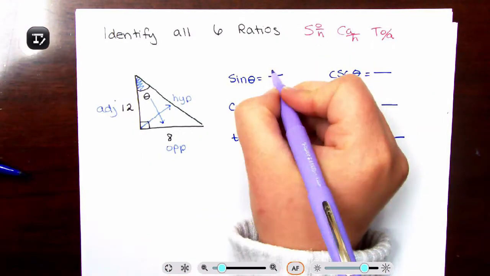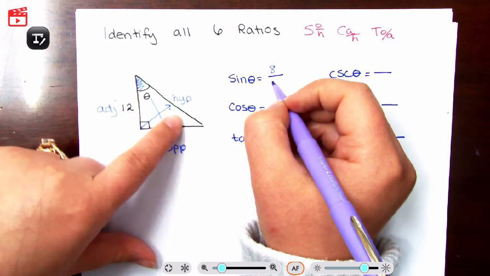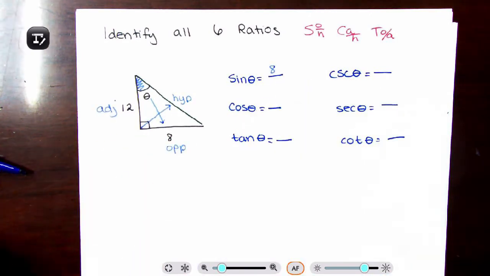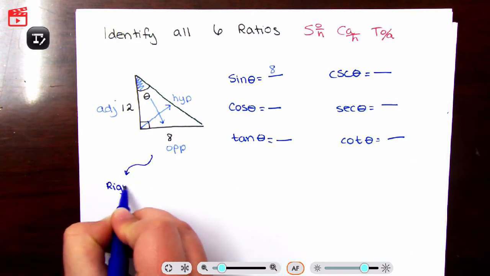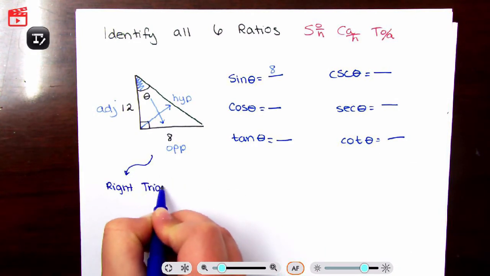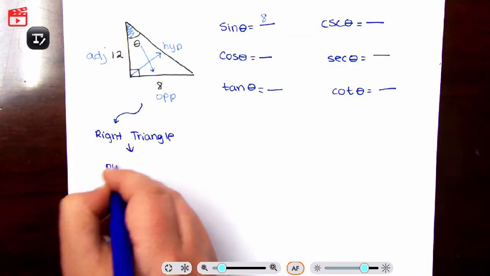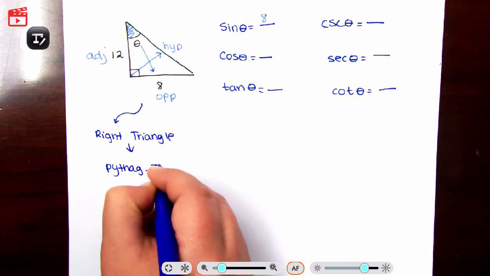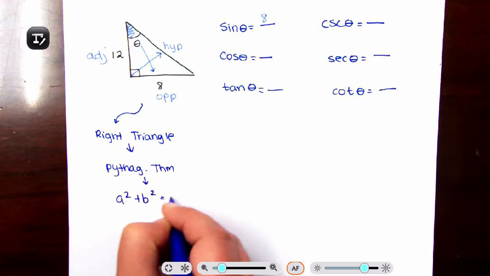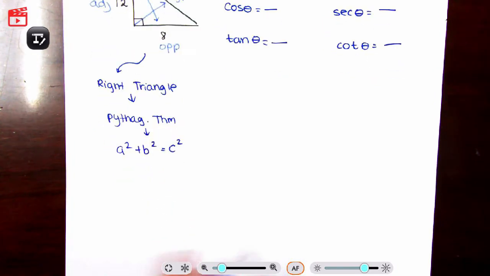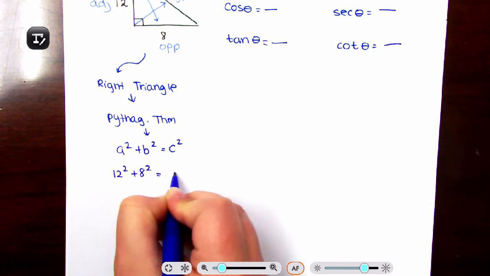So that means opposite is 8. Hypotenuse, we don't know the hypotenuse. That's okay, because if we have a right triangle, we have the Pythagorean theorem. The Pythagorean theorem says if I have a squared plus b squared equals c squared, then I can find my hypotenuse. So 12 squared plus 8 squared equals c squared.